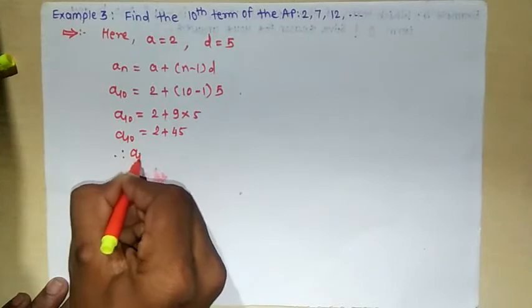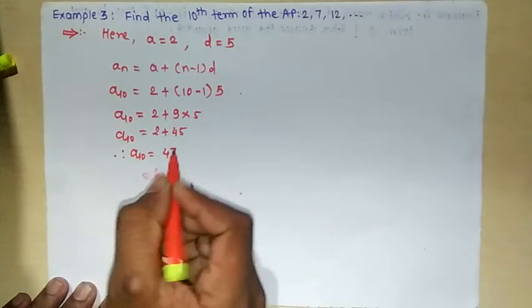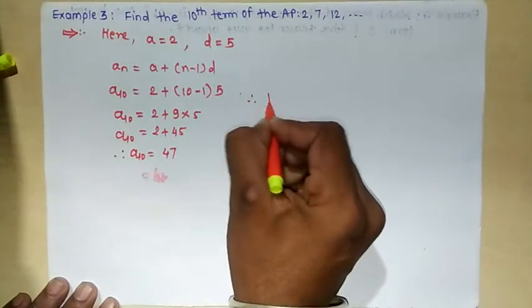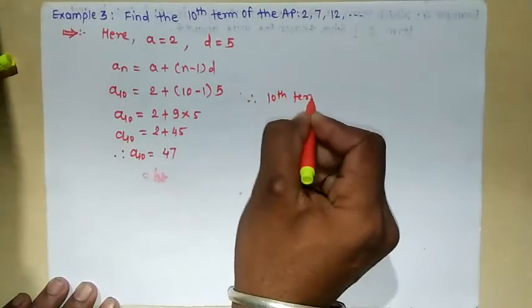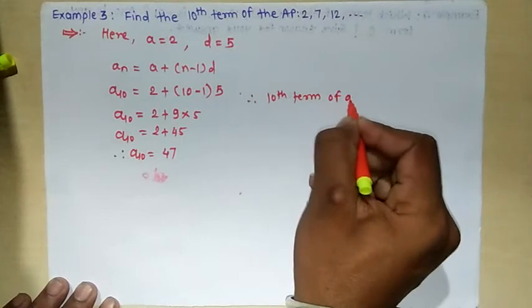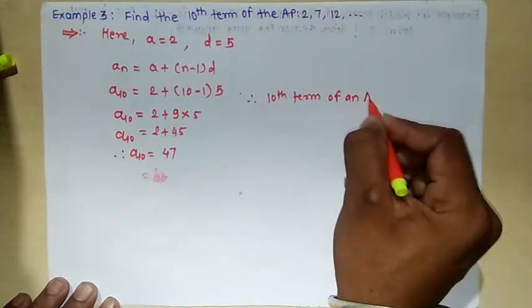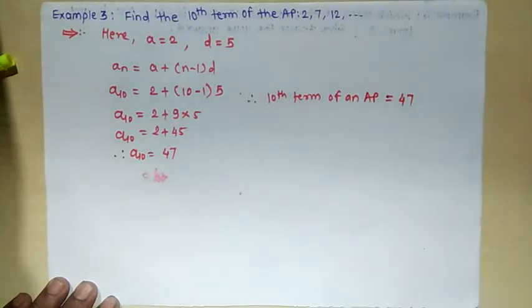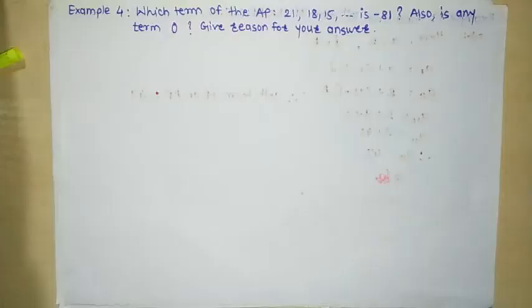Therefore A10 is equal to 47. We can write like this: therefore the 10th term of an AP is equal to 47.